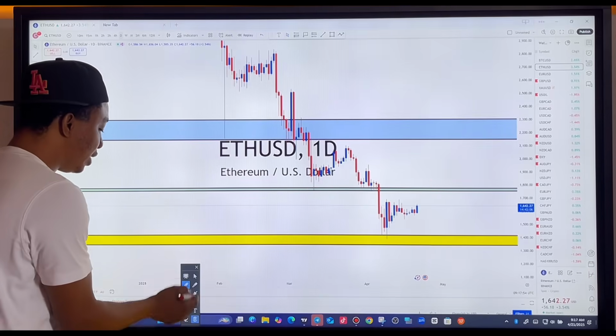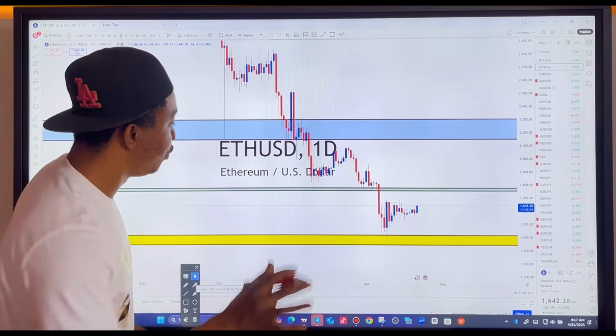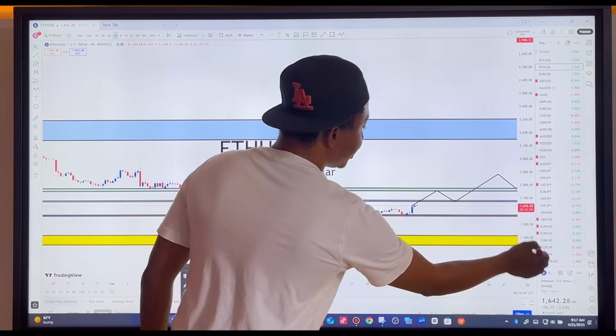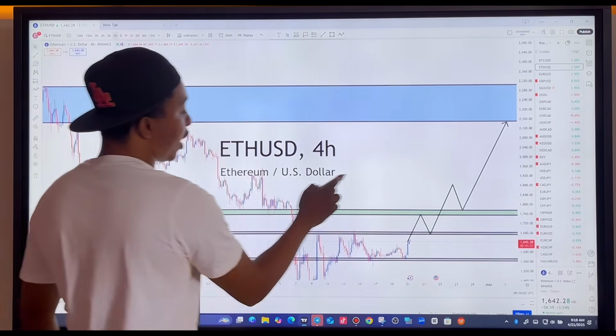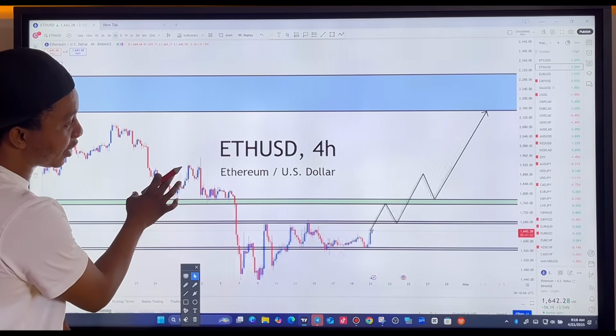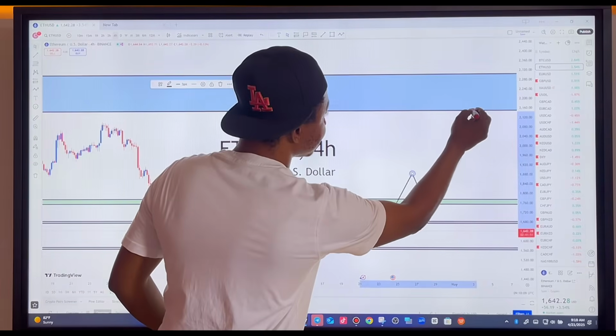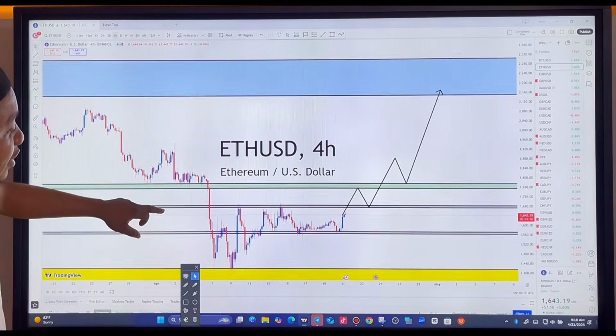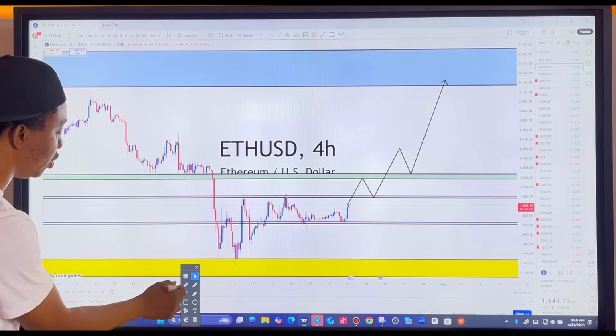Alright, so without further ado, let's take it all the way to the 4-hour time frame and then prepare for entry on Ethereum. Okay, so this is also Ethereum on the 4-hour time frame. Look at how I've done the entry over here. Quite very simple. For the entry, look at this. So this is the 4-hour time frame of Ethereum. How are we going to be able to buy this pair?